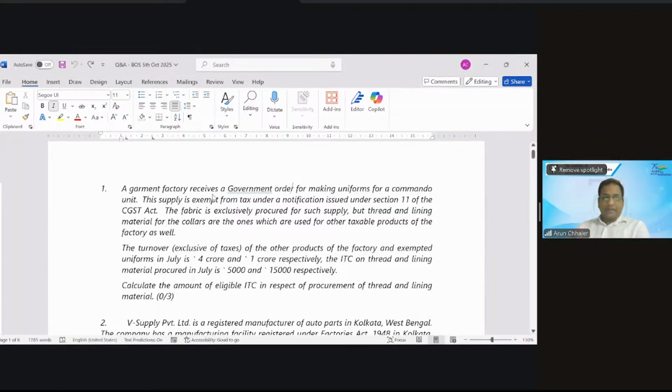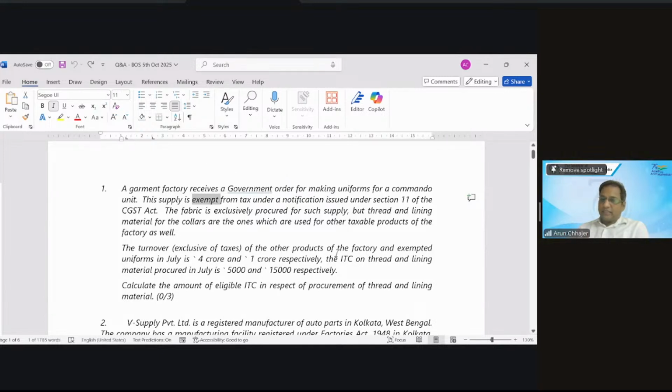Let's start with a practical question. A garment factory receives the government order for making the uniform for a commando unit. Supply is exempted from tax under the notification issued under Section 11 of the CGST Act. Fabric is exclusively procured for such supply, but thread and lining material for the collar are used for other taxable products of the factory as well.